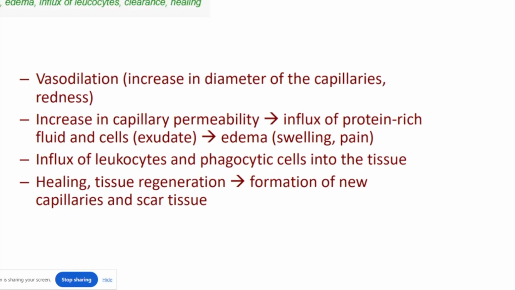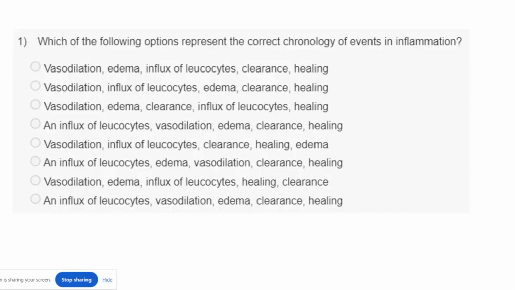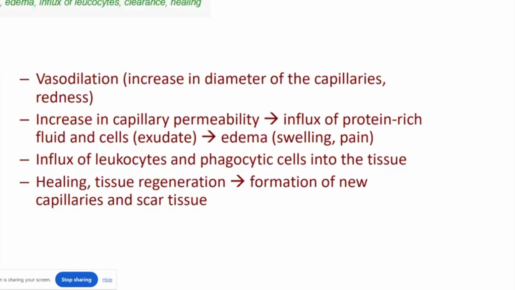Vasodilation, then edema, then influx of leukocytes, followed by clearing and healing is the correct representation of the chronology of events during inflammation. Wherein vasodilation, basically the blood vessels dilate and increase in diameter, the capillary's diameter increases, leading to reduction in velocity of the blood flow, as well as there is increased permeability of these capillaries that leads to influx of various protein rich fluids and cells, which forms the edema.